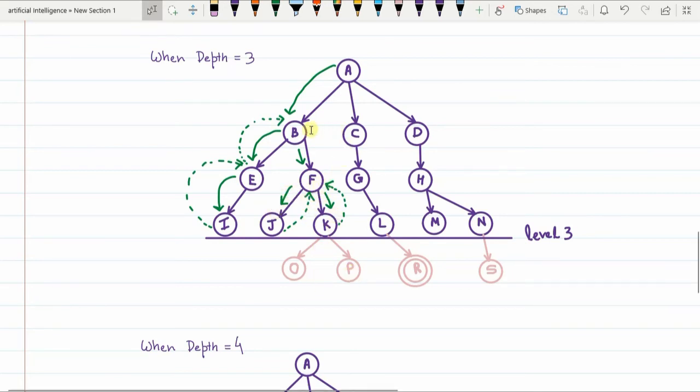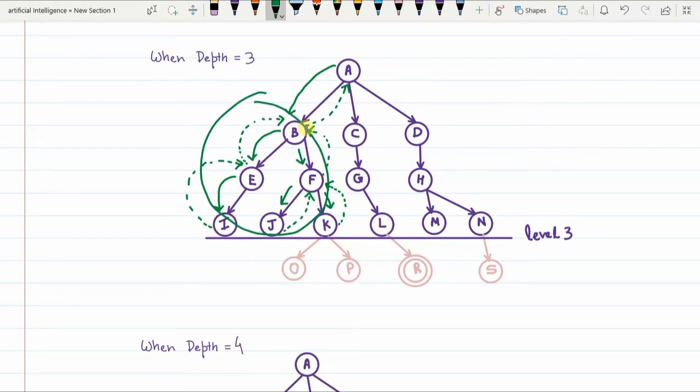So we have to backtrack to B. Again, after reaching B, we realize that there are no more paths left to be explored at B. So we backtrack further, and from B we reach A. So far, the entire leftmost subtree has already been considered.